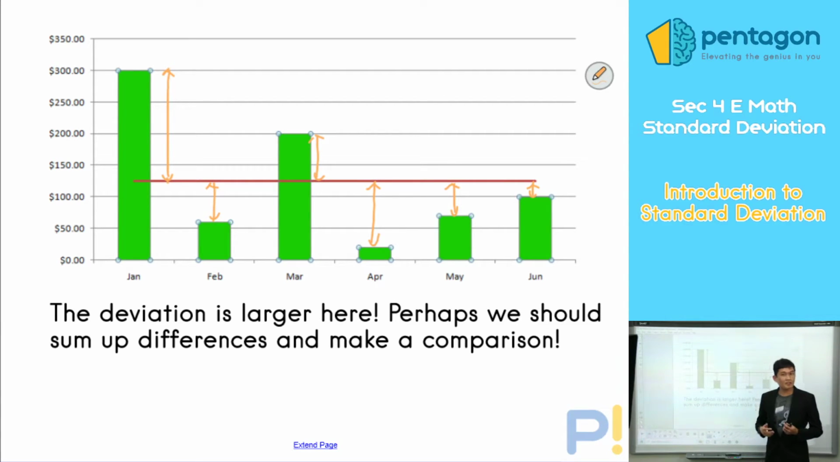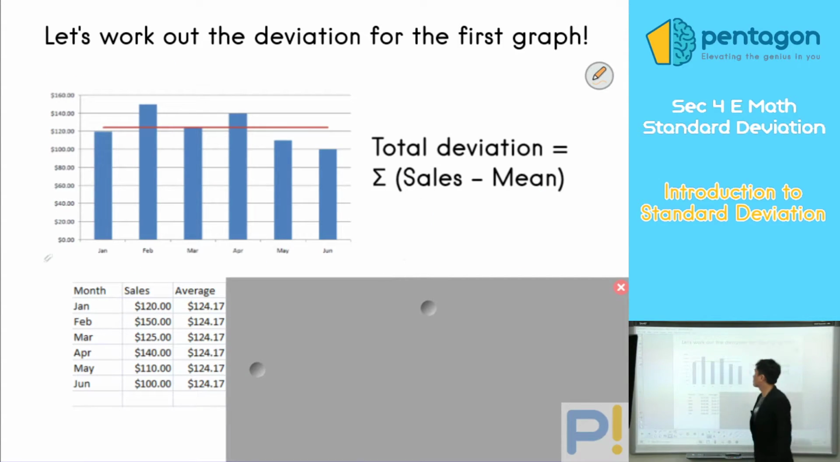Now that we know what deviation looks like, let's try and calculate it. Let's try and add up all the differences in the blue graph. Suppose I have extracted all the data from the Excel file. Microsoft Excel is an excellent program. You should use it for statistics.